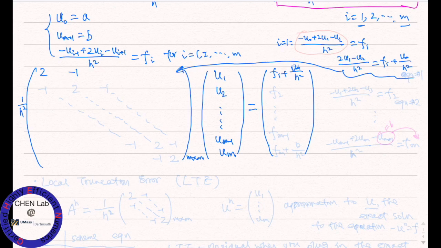When I leave it empty, it means 0. So starting from the second row, we have the same structure, right? We have this same structure.